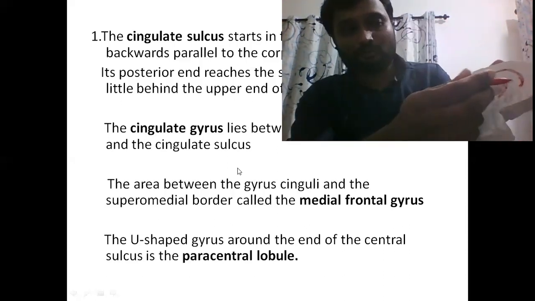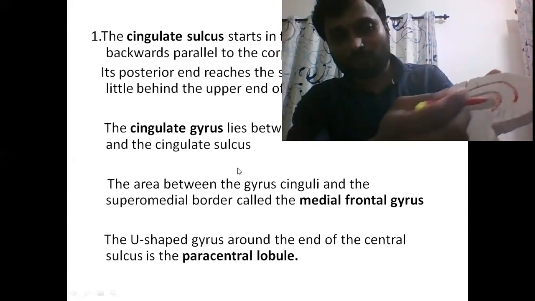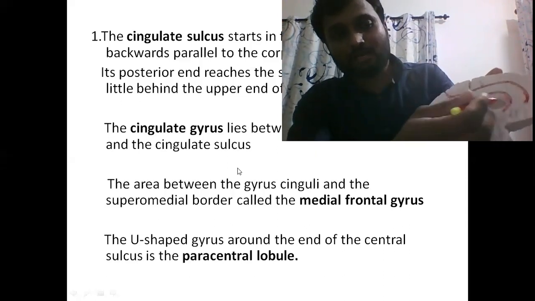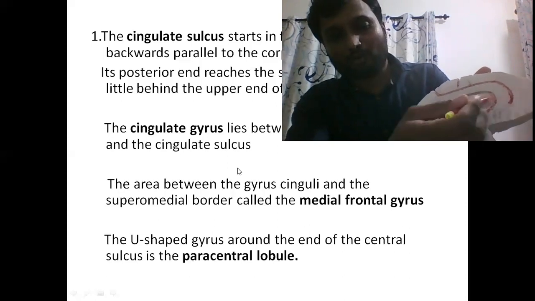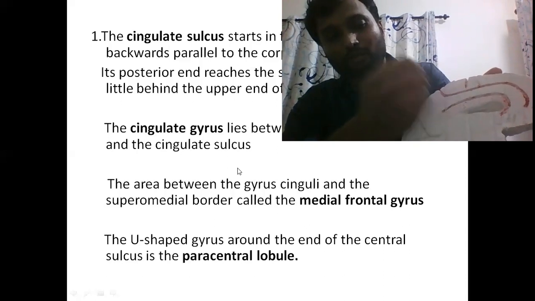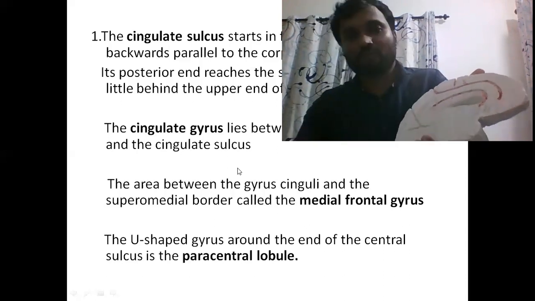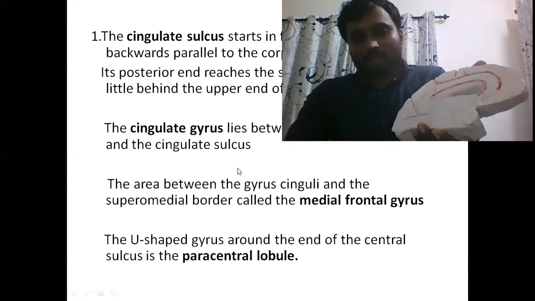So these are the details of the cingulate sulcus. It starts in front of the genu of the corpus callosum, then from there it runs backward and reaches the superomedial border. In between it gives a branch here. This is a branch of the cingulate sulcus.